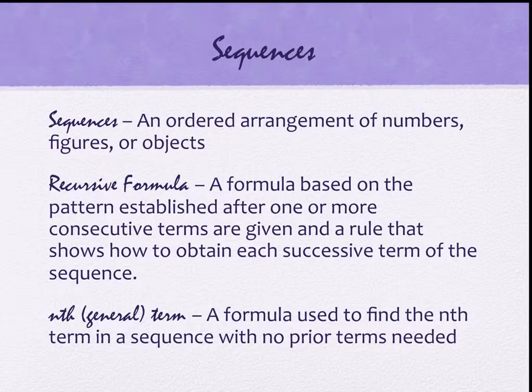A recursive formula is a formula based on the pattern that is established after one or more consecutive terms are given and a rule that shows how to obtain each successive term of the sequence. This is what you created in your mind. You didn't write it down probably, but it's what you created in your mind looking at the problems in the last section. You said, oh, look, it's skipping every time by fives. I know what comes next. It's 5 more than the one before. It's a recursive pattern. You needed a few numbers in order to make that observation, right? And then you sort of guessed as to what would come next.